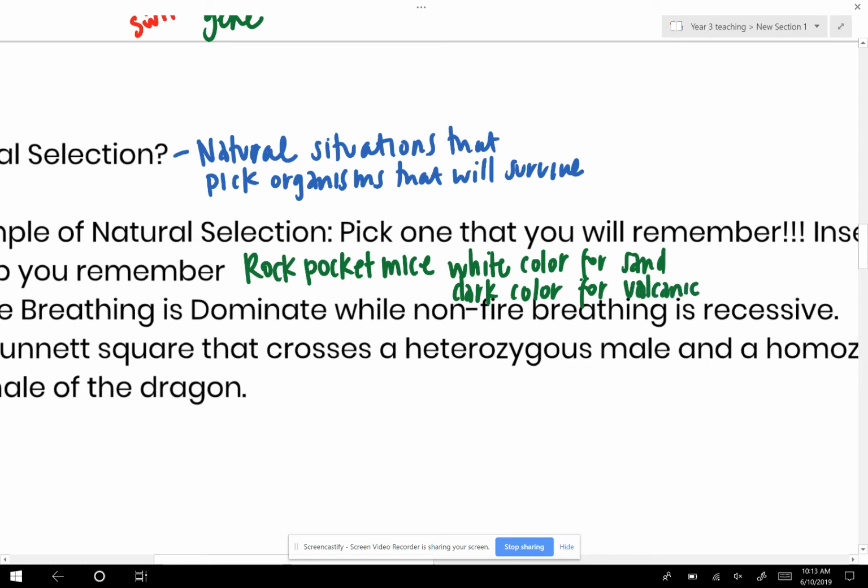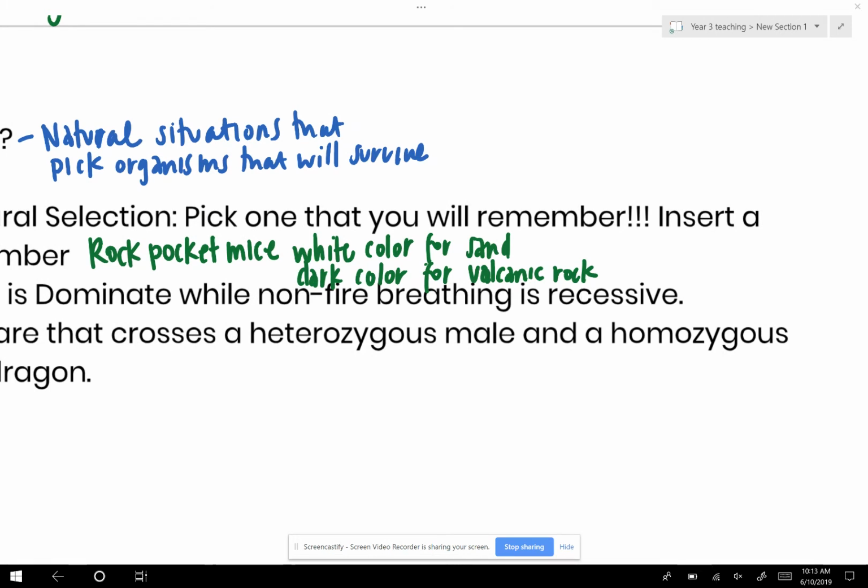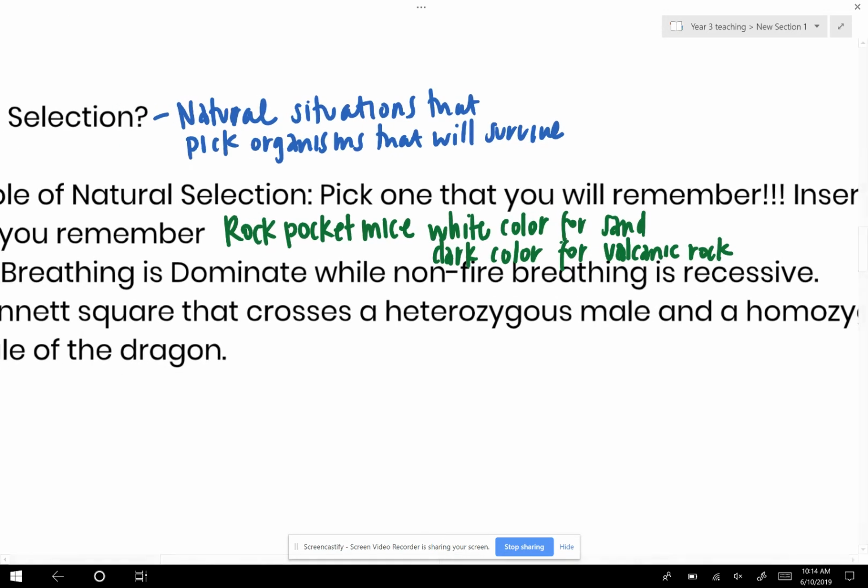and that one was for the volcanic rock. Depending on where you lived as that mouse, if you lived in the sand, it was more beneficial for you to be a white colored mouse so that you had camouflage from predators, right? If you happen to be the wrong color in the wrong situation, you would not be able to survive. So therefore, the predators work with natural selection to pick which animals are going to be able to survive.